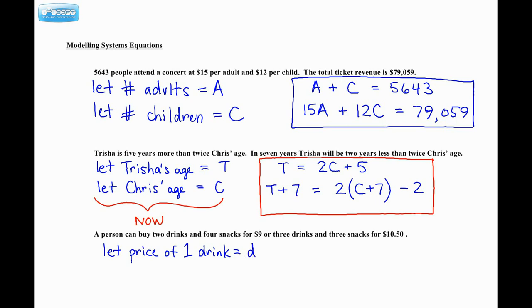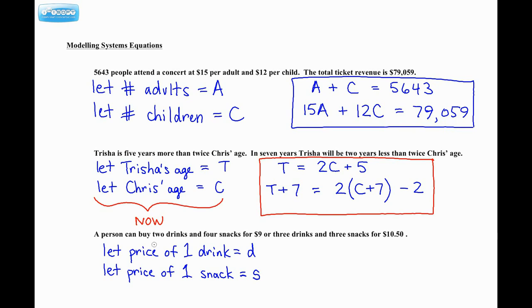You can use little d, uppercase D, doesn't matter. And let's let the price of one snack be S. If you're ever using S as a variable, nothing wrong with it. Just be careful that it doesn't, by mistake, become the number 5. All right. I've done that a few times.